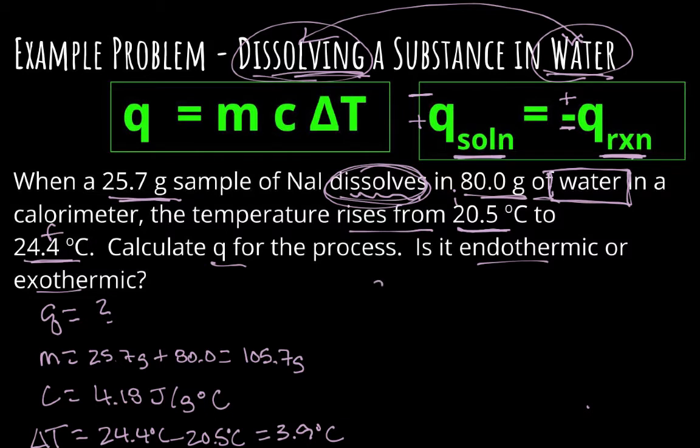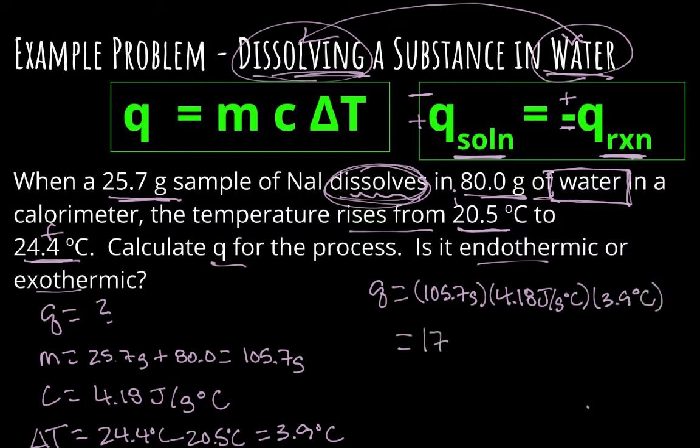All right, so then I'm going to set this up. Q equals M C. And again, this C value is for water because it's dissolved in water. And then my delta T was 3.9 degrees Celsius. Okay, so when I multiply all that together, I get 1,723 joules. Because if I look here, my grams is going to cancel out and my Celsius is going to cancel out, so I'm left with joules. That's where that joules value comes from.